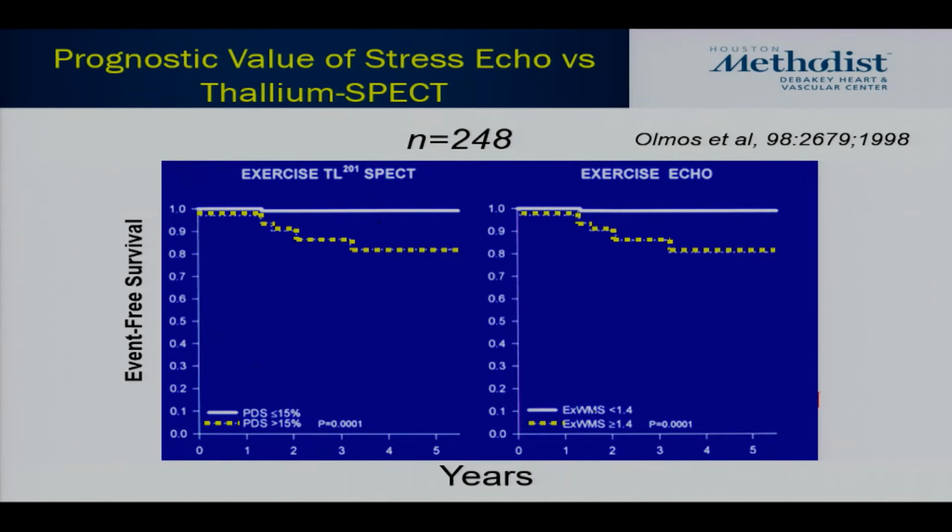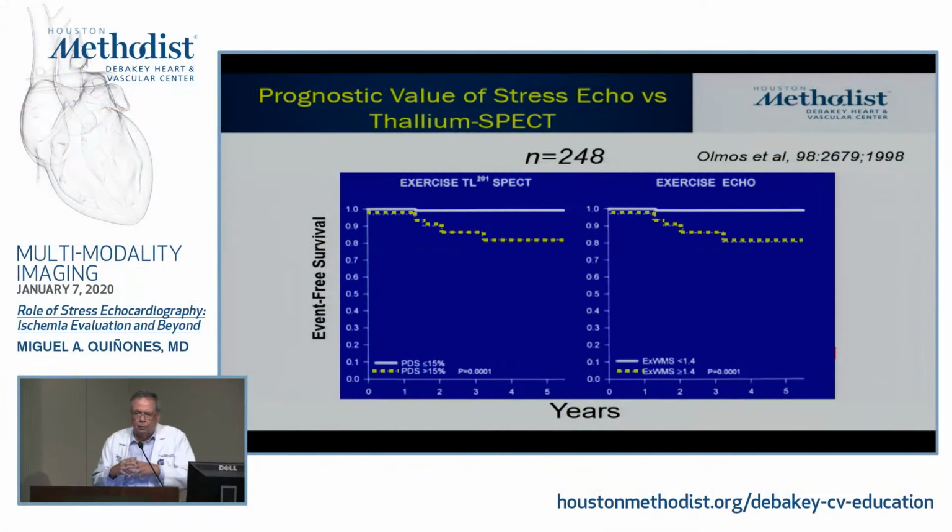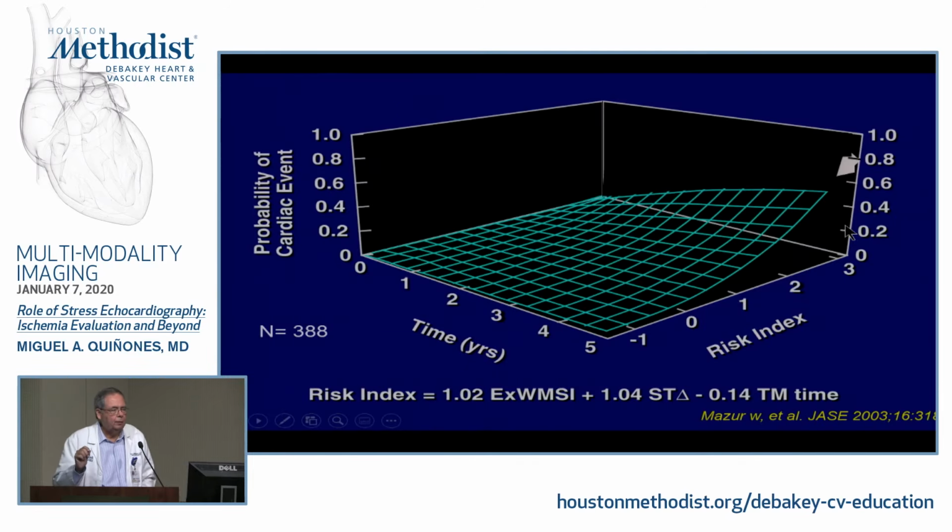So detections are roughly in that 85% range for both nuclear and echo. Prognosis, very similar. These were the same group of patients. We lost a few, so we ended up with 250, followed for 5 years, and again, the curves very similar for normal versus positive. The advantage of this treadmill stress echo is that in addition to your imaging, you have the treadmill. And there's a lot of literature on the treadmill that we have used.